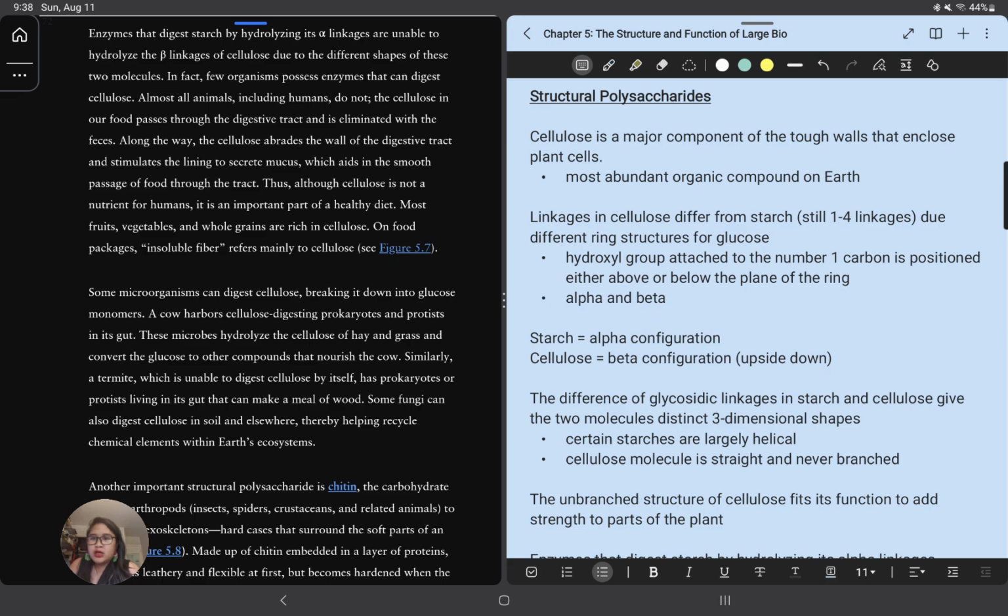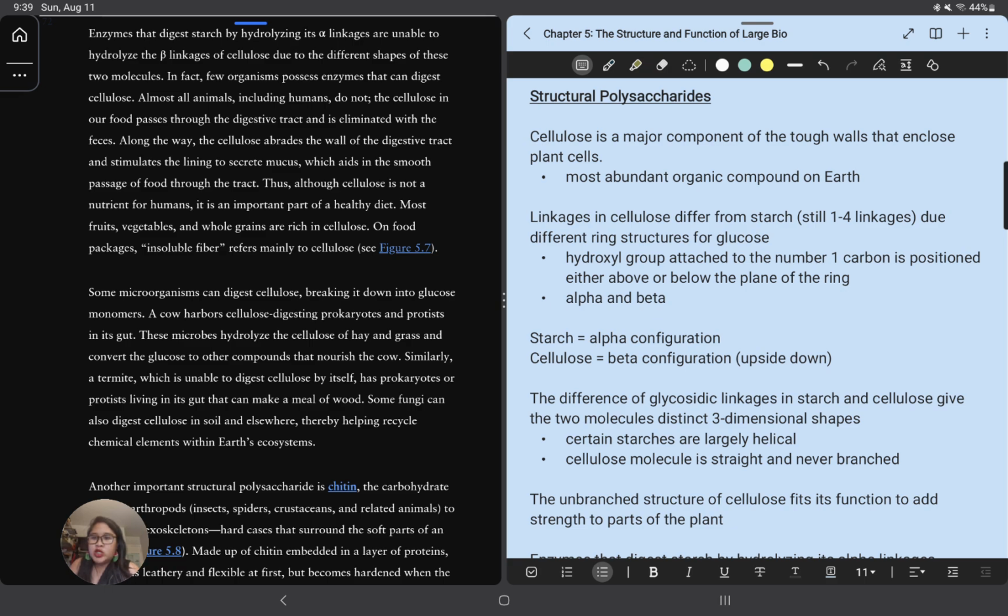The cellulose in our food passes through the digestive tract and is eliminated with the feces. Along the way, the cellulose abrades the wall of the digestive tract and stimulates the lining to secrete mucus, which aids in the smooth passage of food through the tract. Thus, although cellulose is not a nutrient for humans, it is an important part of a healthy diet.